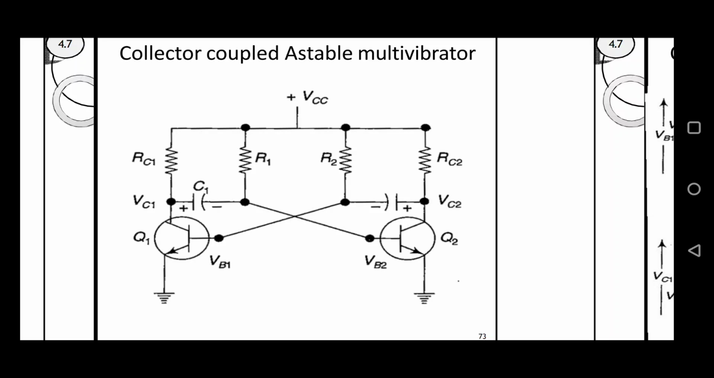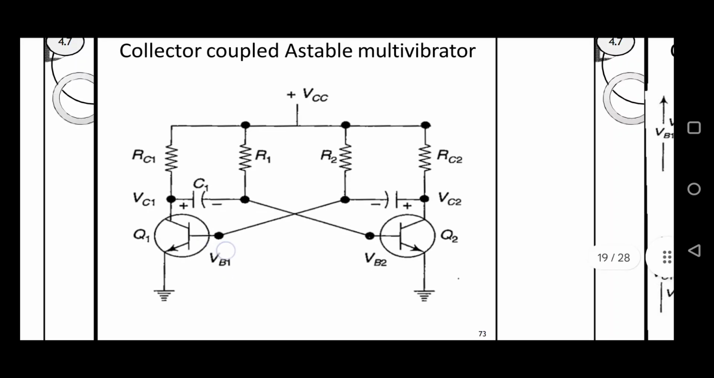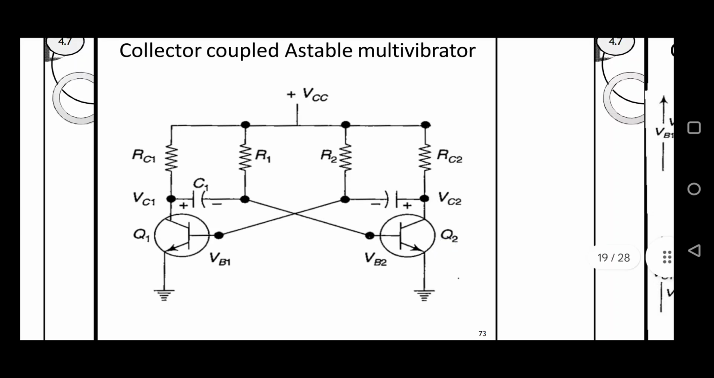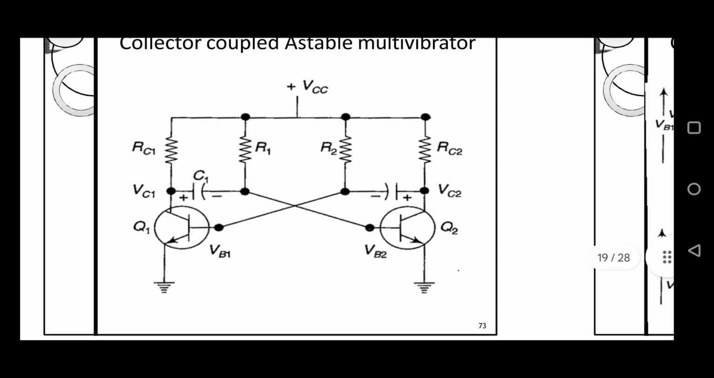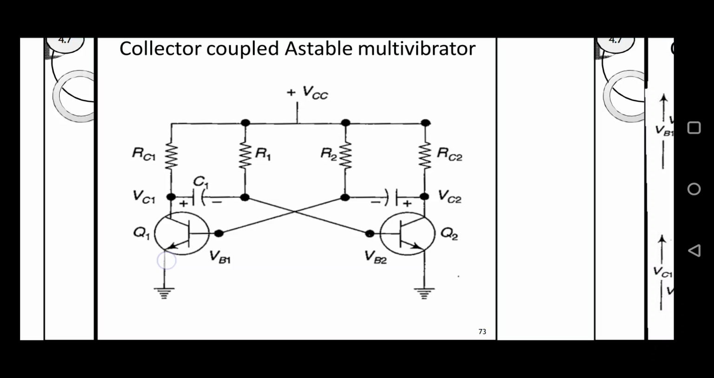Let me explain the working principle. The collector of Q1 is coupled through capacitor C1 to the input of Q2, and the collector of Q2 is coupled through capacitor C2 to the input of Q1. So both the transistors are connected back to back. To understand the working, assume that Q2 is on and Q1 is off.